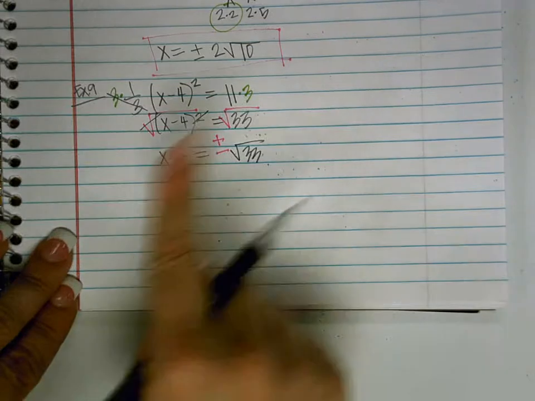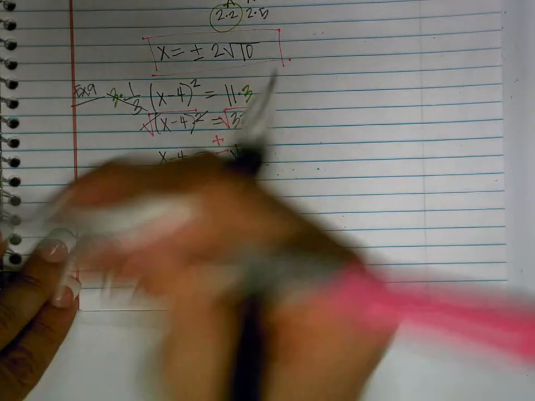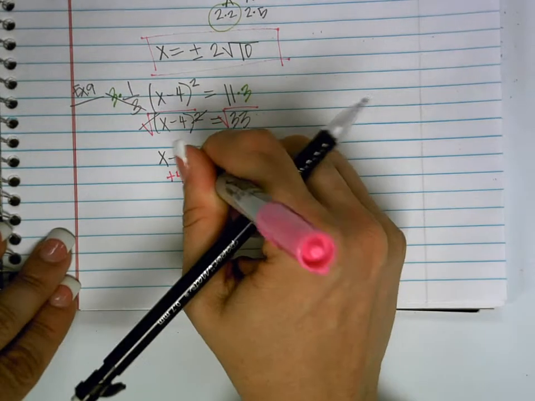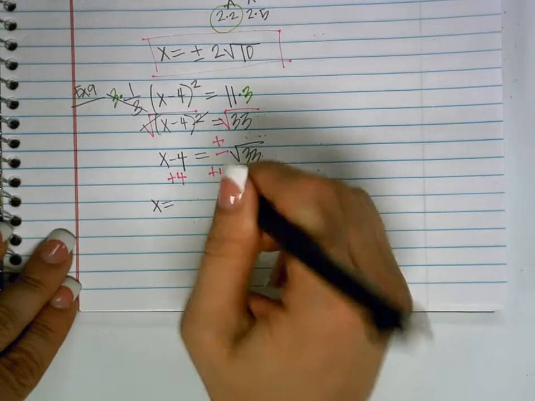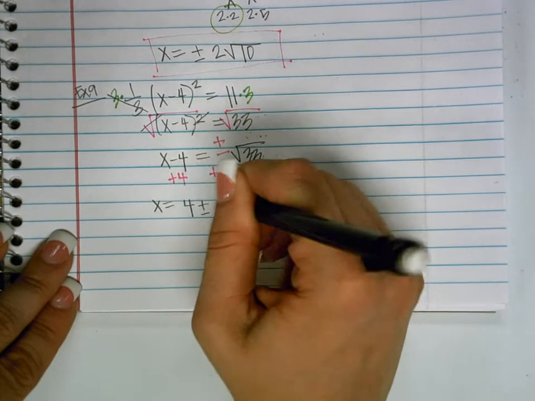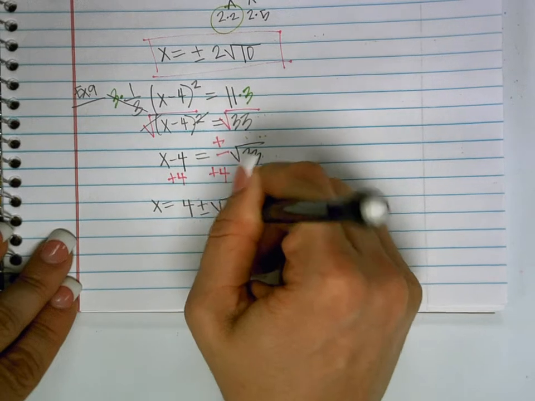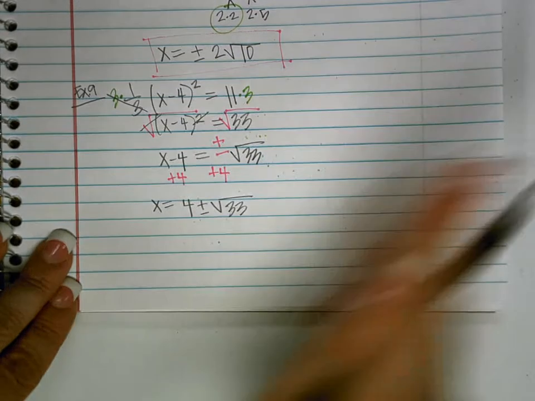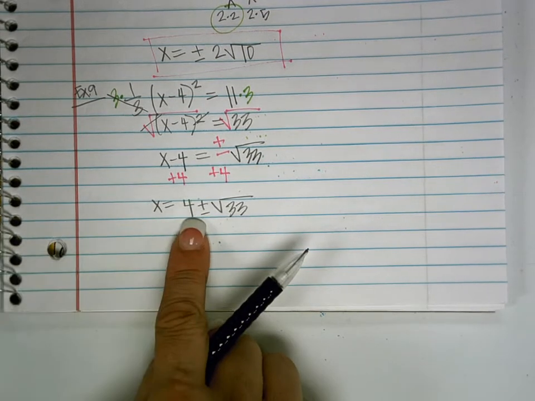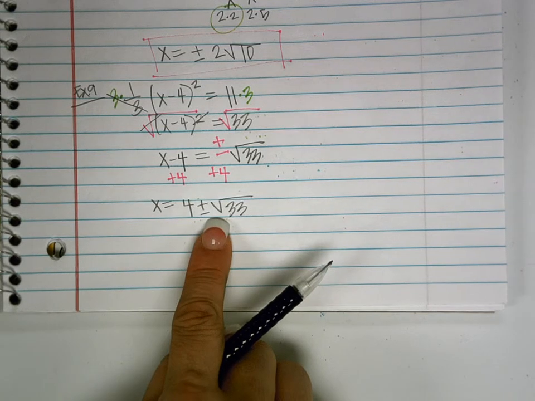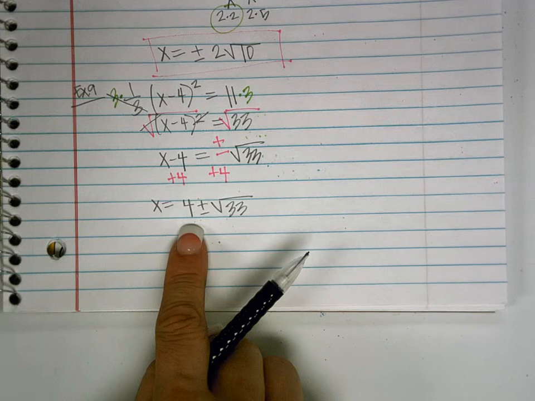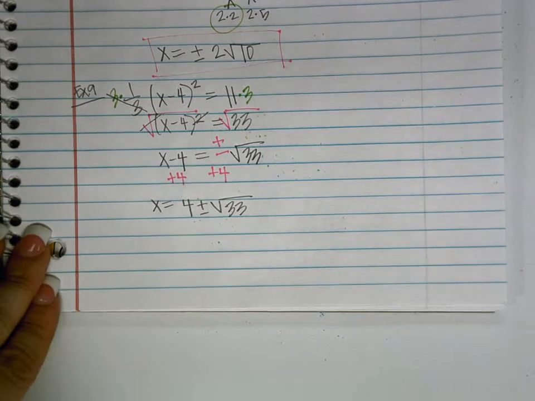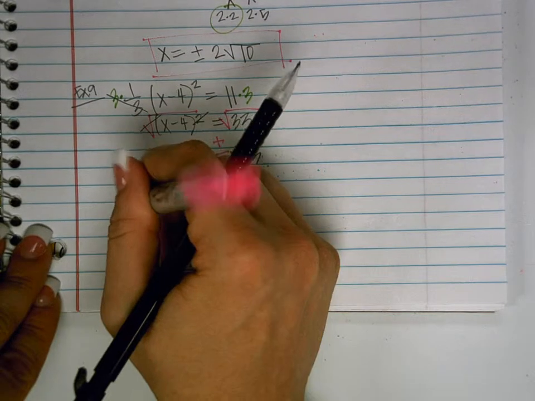And how do I get rid of the 4? Add it. Okay, so add 4 to both sides. We end up with x equals 4 plus or minus root 33. So be careful. You do write the 4 first. If I write it next to the root 33, that would be multiplying. We're not multiplying, we're adding. So our answer here is 4 plus or minus root 33.